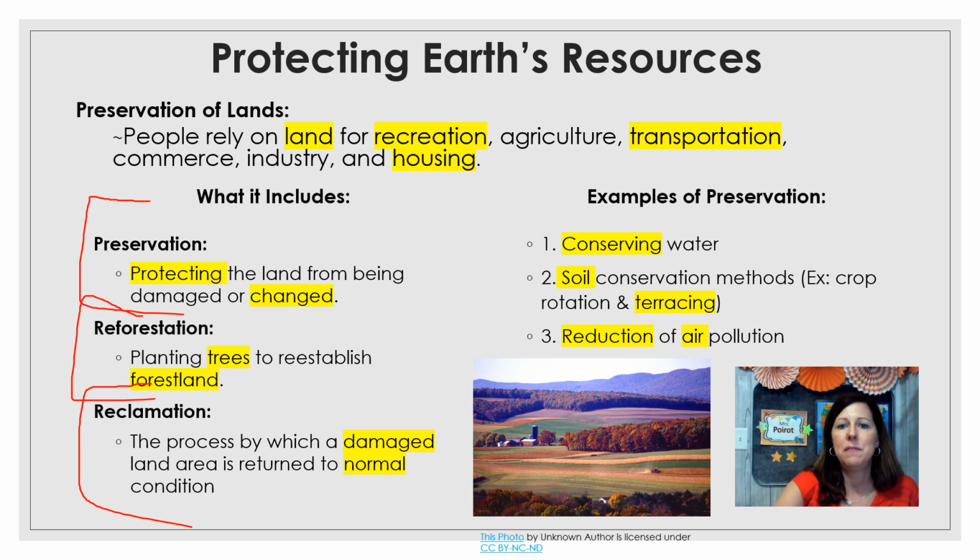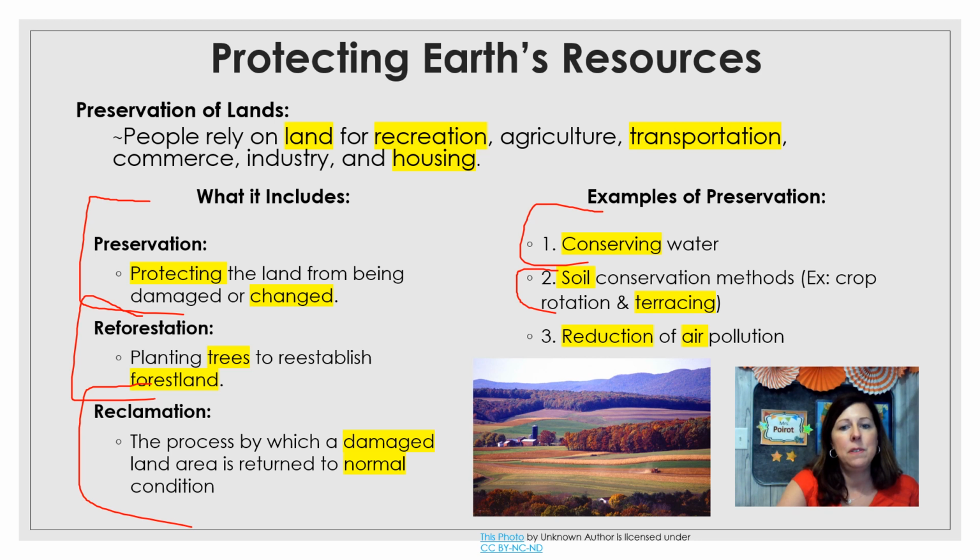Some examples of preservation would be conserving water. We already talked about that. And soil conservation. So think back to, I think it was 3rd grade when you learned about George Washington Carver. He was the man that taught us about crop rotation. So we know now that you can't grow the same thing over and over and over in the soil. You have to change it to get the nutrients back into the soil. Otherwise, you basically kill the soil and nothing will grow. So that means, you know, changing your crops out.